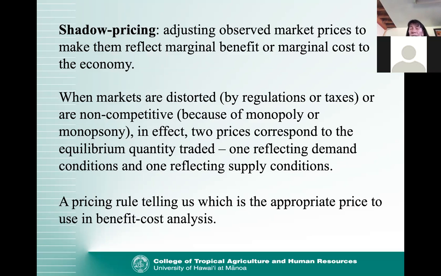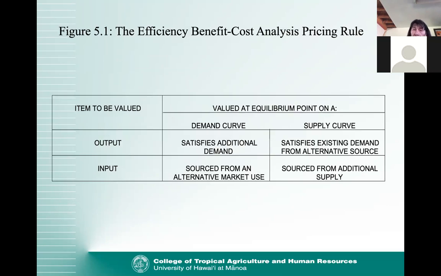So the pricing rule tells us what's the appropriate price to use in the benefit cost analysis. This is in fact the pricing rule. If you're valuing output, like I'm going to produce new shirts, that's output. So how do you actually do this? Well, if the output satisfies additional demand, there's some demand that's not being met, and you're going to now satisfy this demand. It's not getting the good or service, and you're going to satisfy it, then you value it by what those buyers are willing to pay. That's how they value using those resources like that.